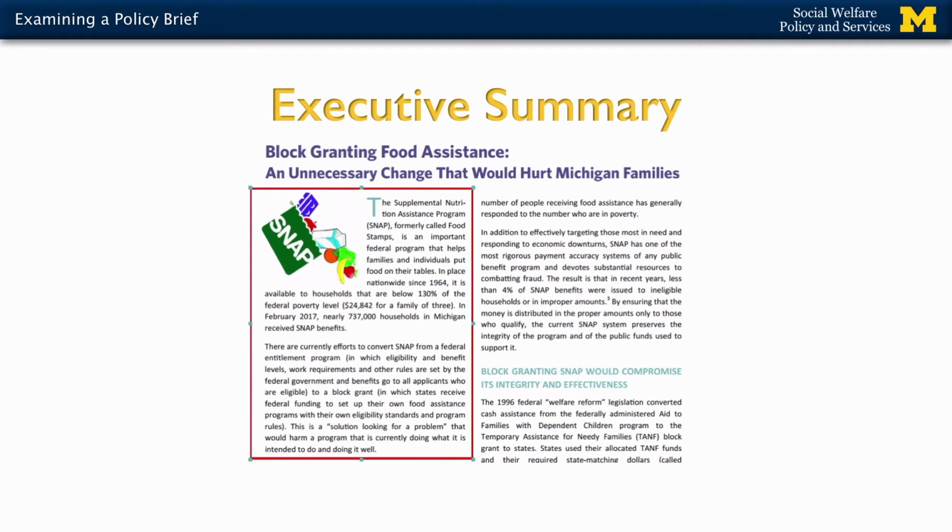As highlighted here, the executive summary is brief. It explores all the key components, such as what the problem is, policy recommendations, and why the author of this policy brief feels that the recommendations are appropriate.